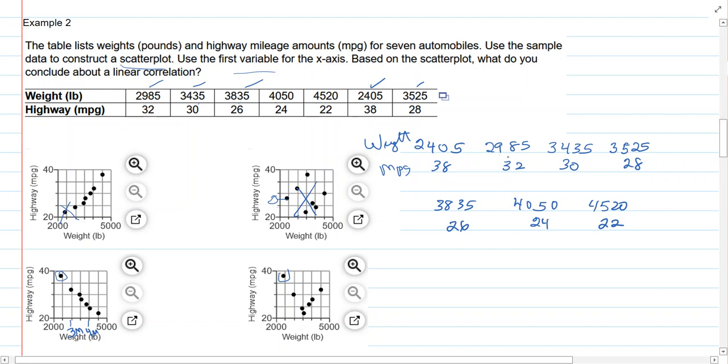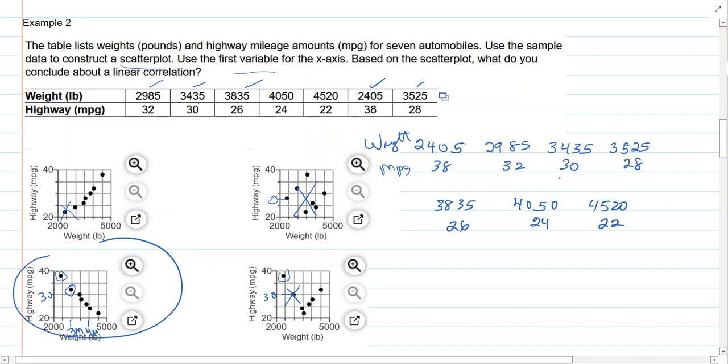The next one is 2985. So here's our 3,000. 2985 gets 32. Okay, so this is 20, 30, and this is a 32. That looks pretty good. Okay, so this is that same position, but it's giving me exactly 30. So this one is wrong. So this is our solution.